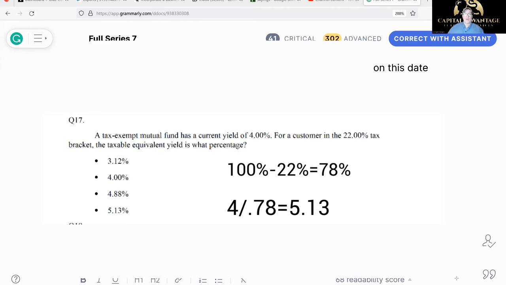I'll put it on here just so we don't get crazy. I'm going to do 4 divided by 78%, which is really 0.78 in case you don't have it. So 4 divided by 0.78 equals 5.128. You can round up and there you go. That's what that is. It's not that hard. Let's see if I have another one more about theory.